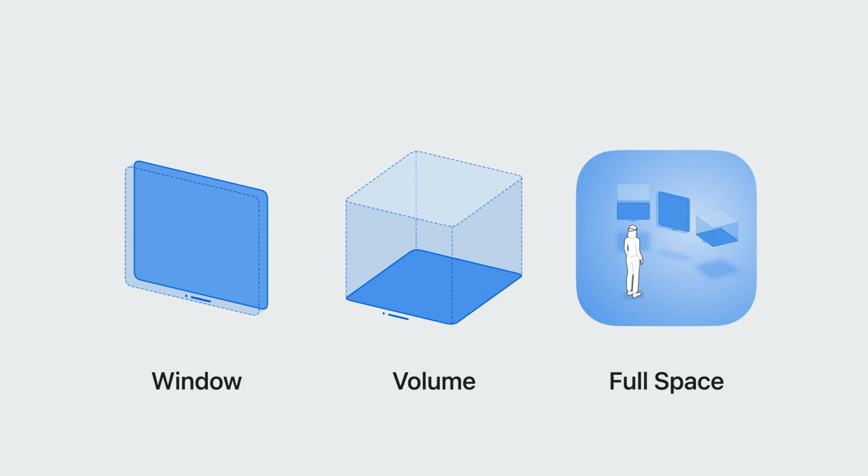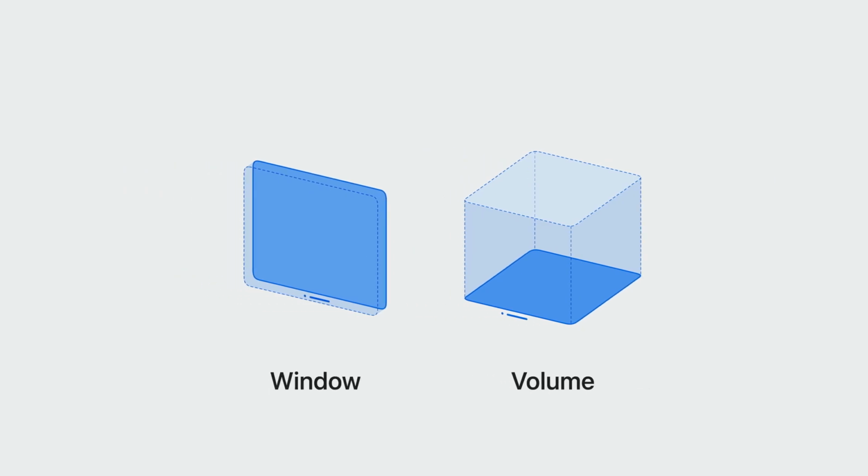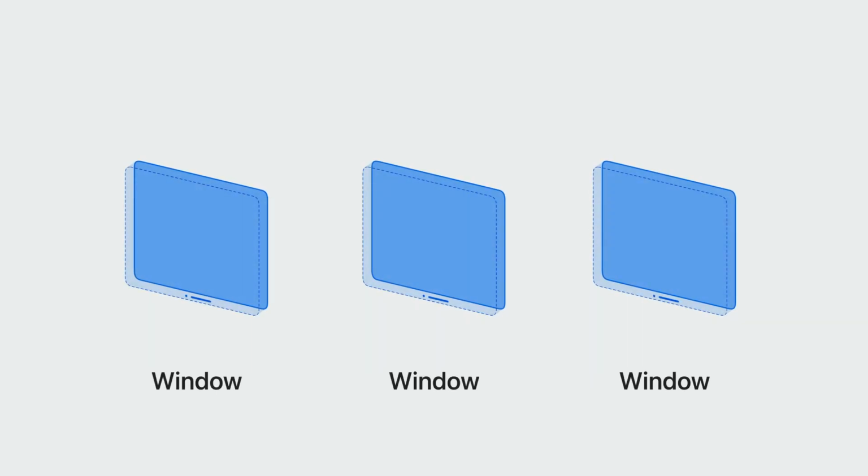And these scene types are designed to be used together. Each one is purpose-built for different use cases, and you can mix and match them in whatever way makes sense for your app. You can present a volume from a window, like to show a lightweight 3D preview of an architectural model. Or you could present a full space from a volume to completely immerse people in that model. You can also use multiple scenes of the same type, which is a great way to organize your app into separate pieces that people can open and close independently.